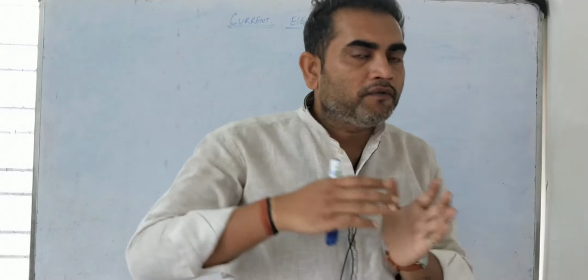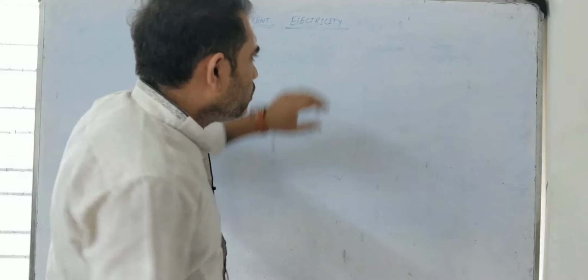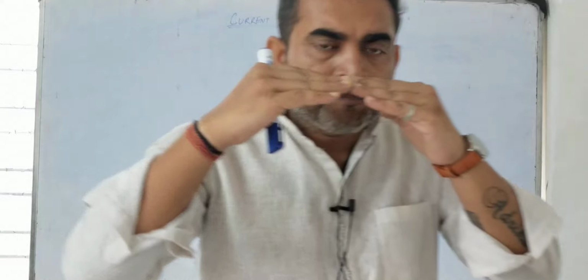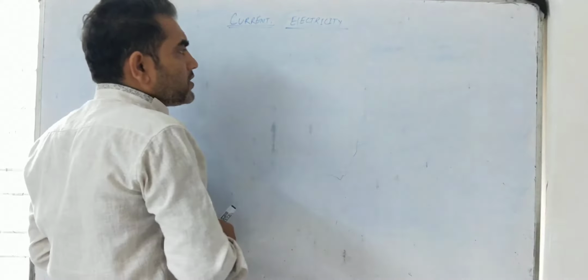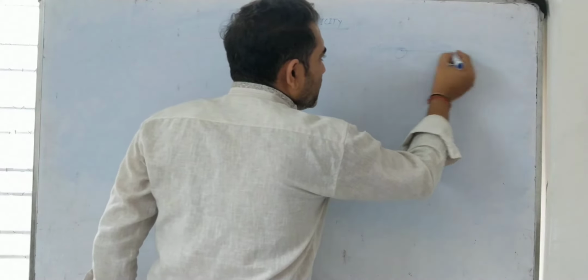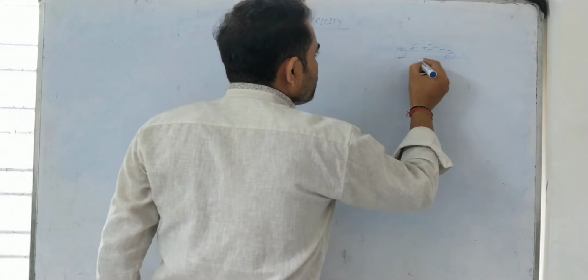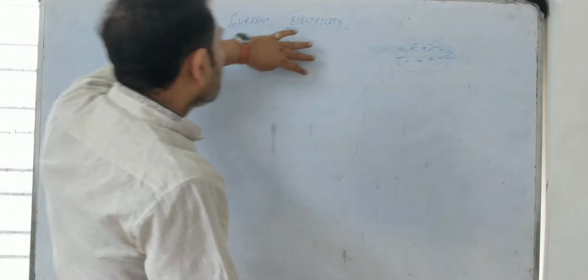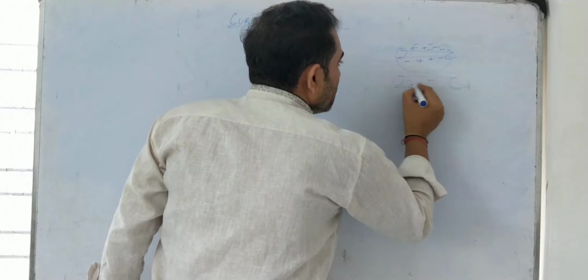So today we will start. In the previous video we finished static electricity, which developed due to the accumulation of charge on the surface of the object. But now we are going to discuss the movement of charge. In static electricity there was an accumulation of charge on the surface, positive or negative, that doesn't matter. But now we will discuss the movement of charge inside the object.